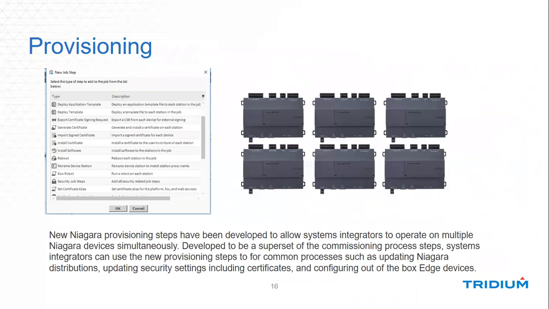The reason why that's important is because it's not just one Niagara device. It could be 50, 100, however many that you may have. So basically taking all those steps, putting them in a single location, and then being able to operate on multiple devices at the same time. You'll be able to do things like update distributions, the software itself, update security settings, including certificates, and then even, kind of this utopia that we're working towards, configuring out-of-the-box Edge devices from scratch.